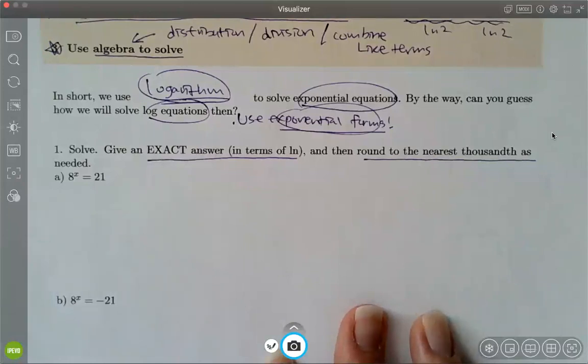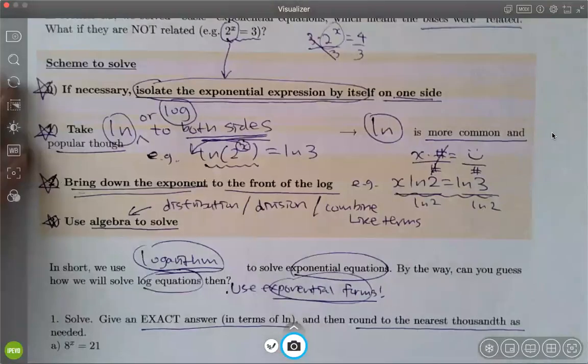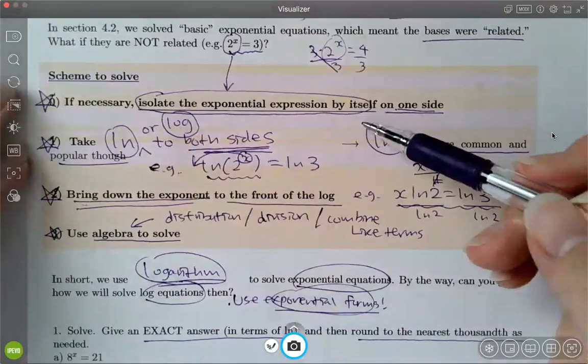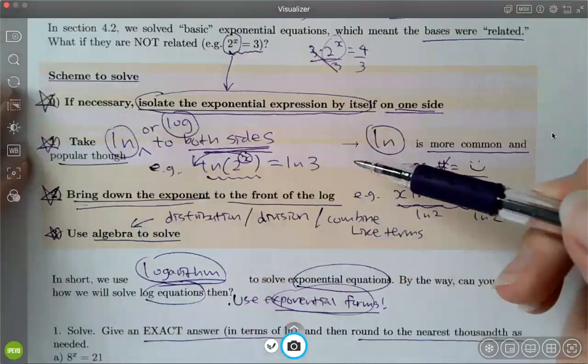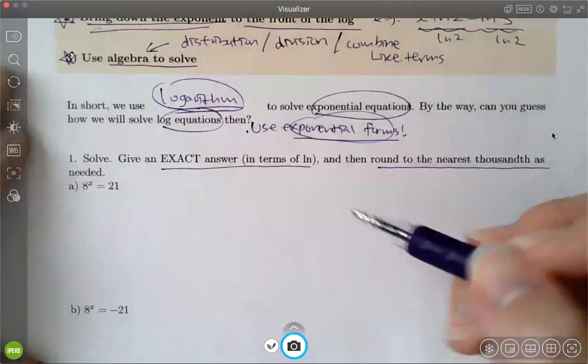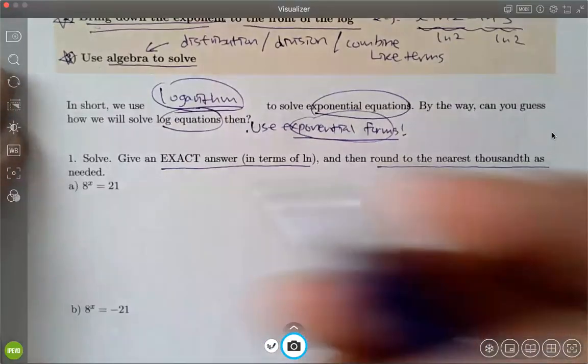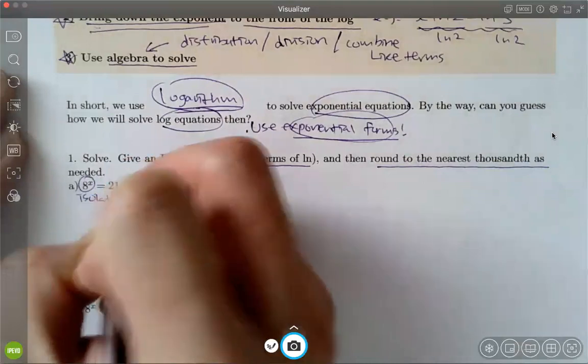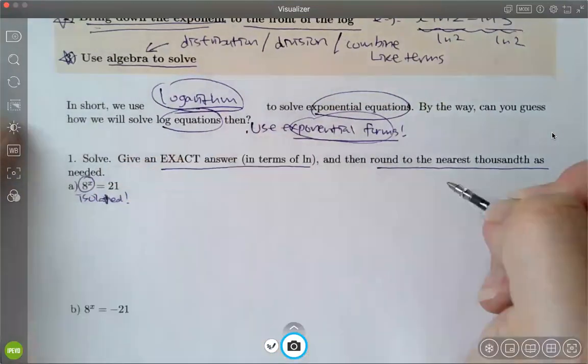Now here, do we divide by 8? Please don't. It's not 8x equals 21, right? It's 8 to the power x. So we have to go through these steps. Step number 0, do we have the exponential term isolated by itself? Yes, right? 8 to the x is by itself. So this one is already isolated. So that's good.